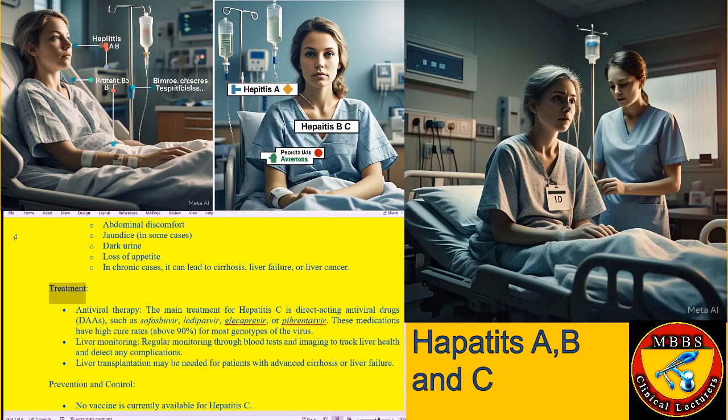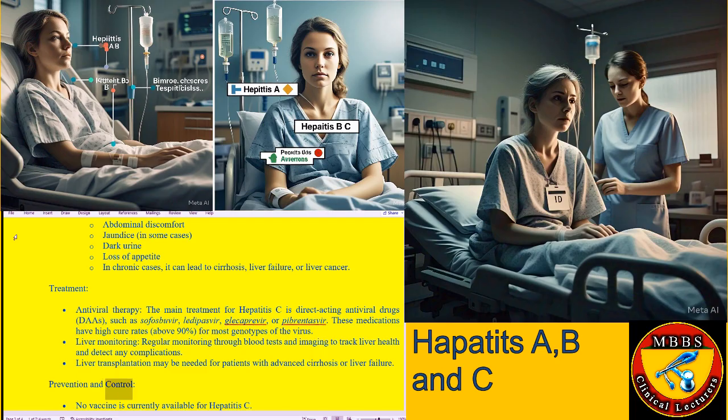Treatment. Antiviral therapy: the main treatment for hepatitis C is direct-acting antiviral drugs, DAAs, such as sofosbuvir, ledipasvir, glecaprevir, or pibrentasvir. These medications have high cure rates, above 90%, for most genotypes of the virus. Liver monitoring: regular monitoring through blood tests and imaging to track liver health and detect any complications. Liver transplantation may be needed for patients with advanced cirrhosis or liver failure.